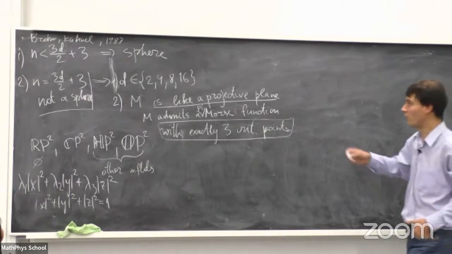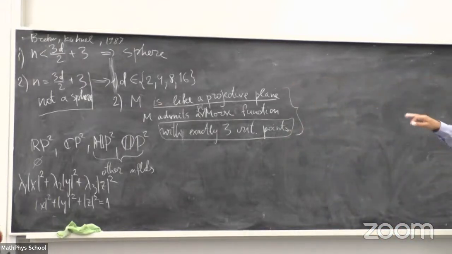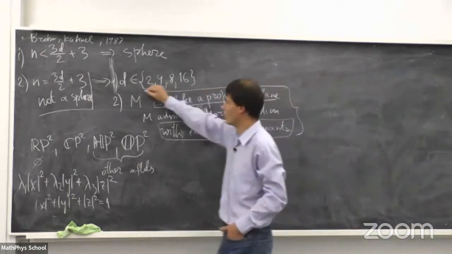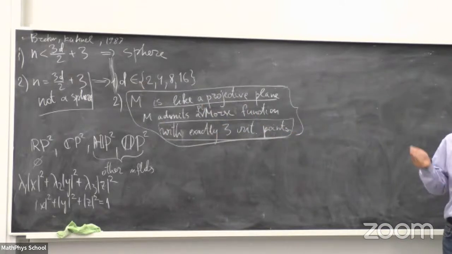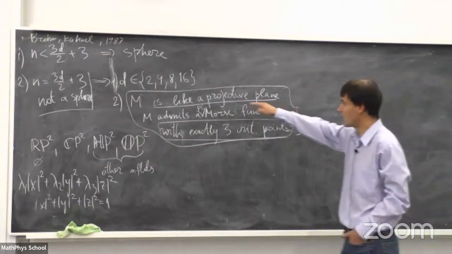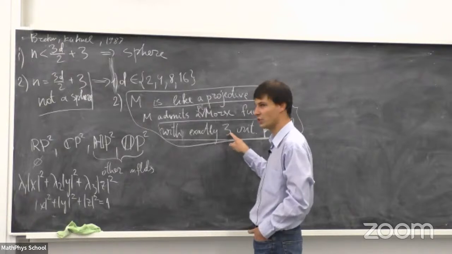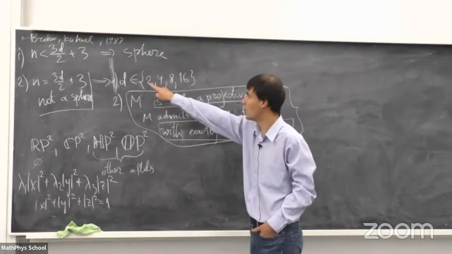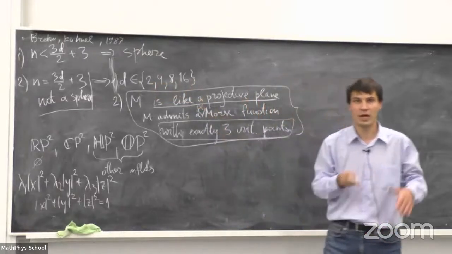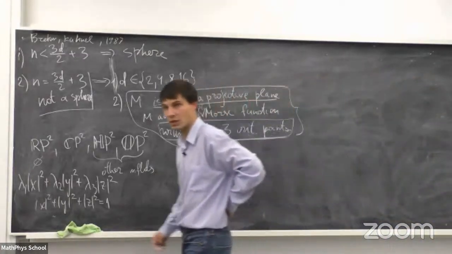So at least, for instance, a result which follows from Adams' theorem on Hopf invariant 1 is that such manifolds, which admit such a Morse function with exactly three critical points, can exist only in these 4 dimensions. So in other dimensions there are no manifolds which admit such a Morse function.